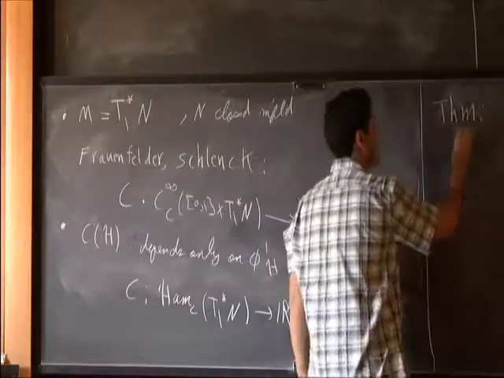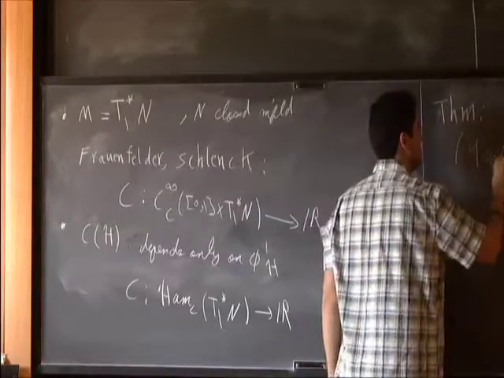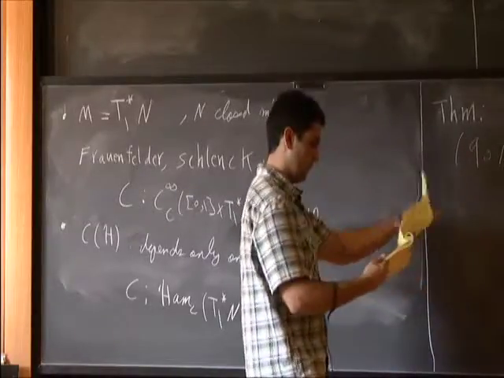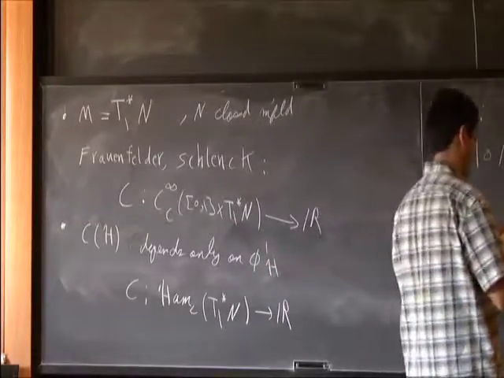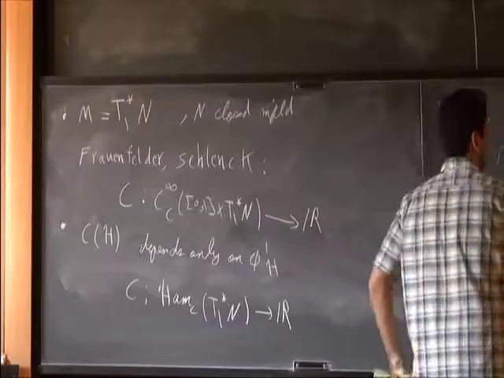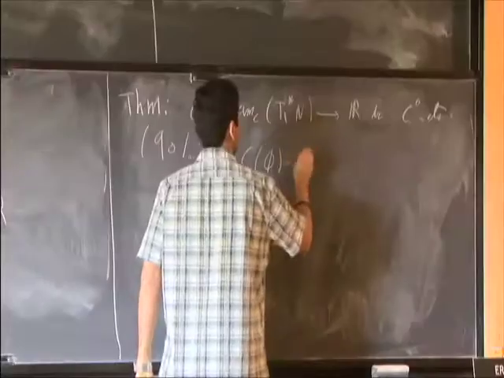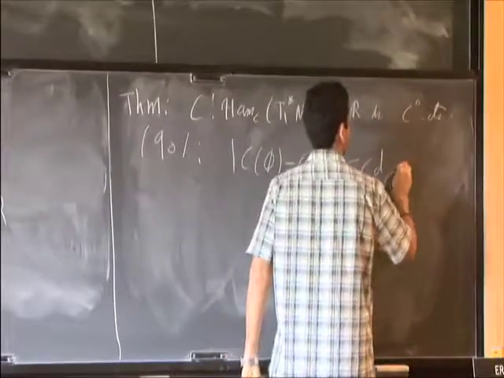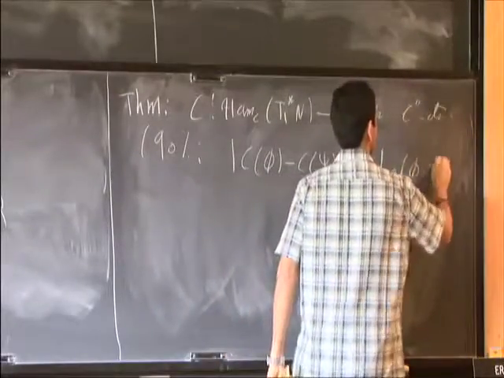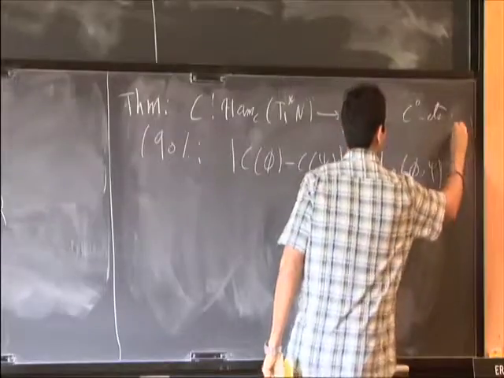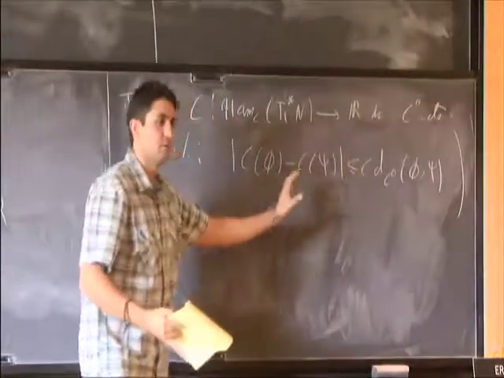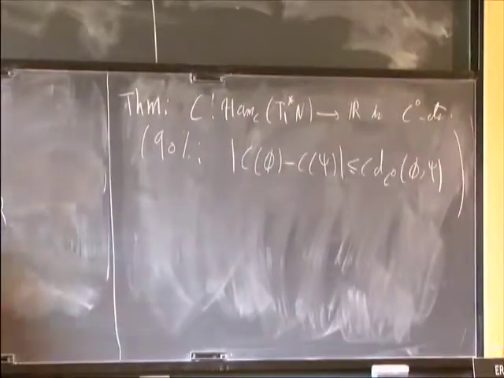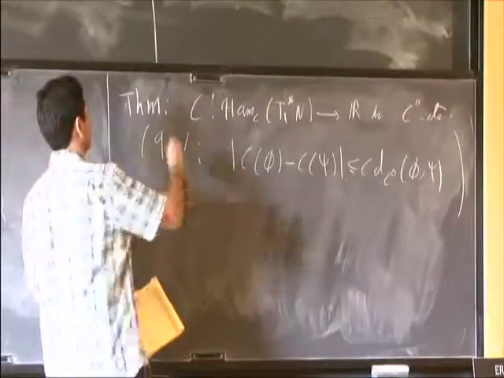I'm going to say this next part is 90%. I'm pretty sure, but I haven't checked all the details. I'm sure you get estimates like this: if phi and psi are sufficiently C0 close, then you get that this map is also C0 continuous. So this is theorem 3.